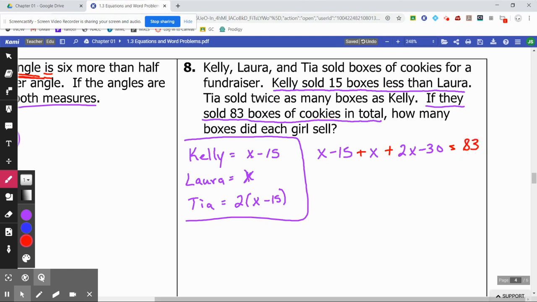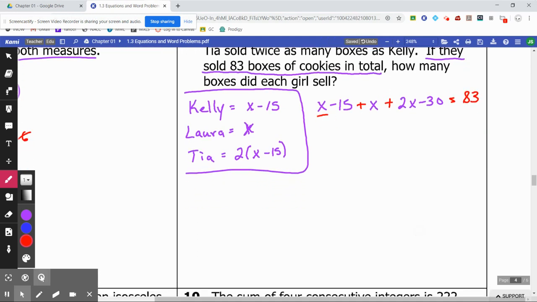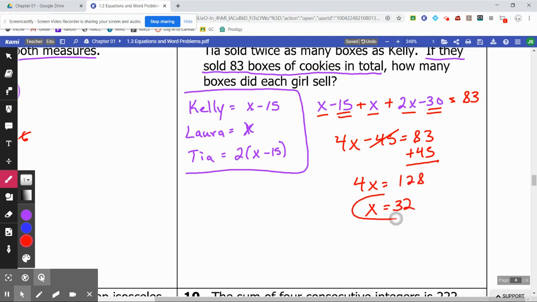That's it. Combine your like terms. We have x, x, and 2x, which is 4x. A negative 15 and a negative 30 gives you a negative 45, and that's equal to 83. Move your minus 45 by adding 45, and it gives you 4x is equal to 128. Dividing by 4 gives you x is 32.